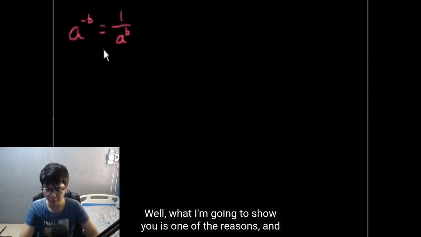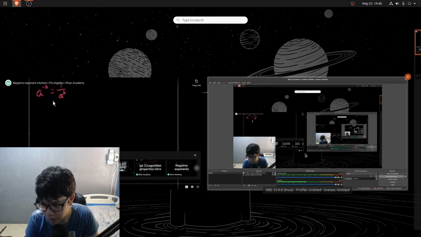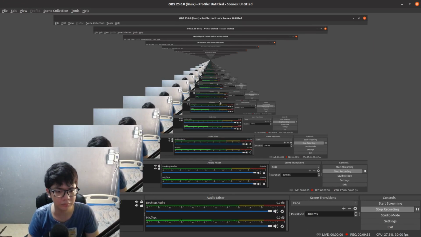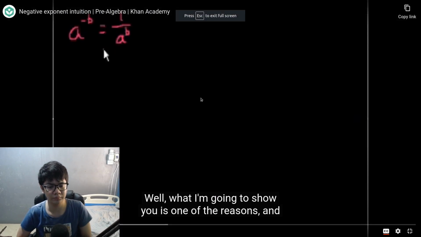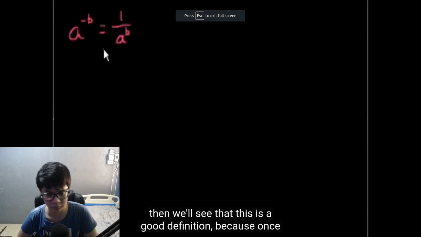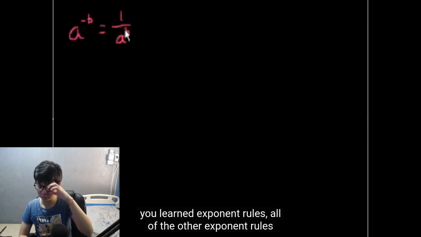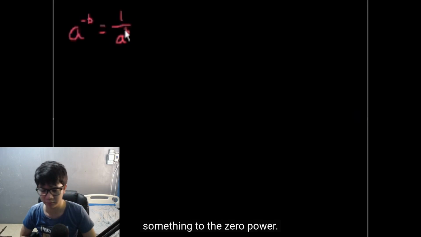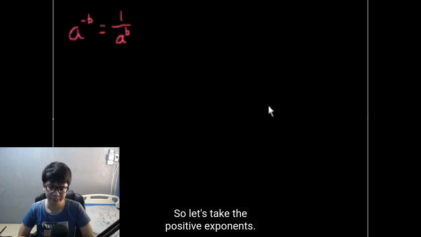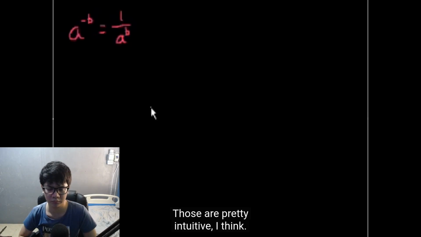What I'm going to show you is one of the reasons, and we'll see that this is a good definition because once you learn the exponent rules, all the other exponent rules stay consistent for negative exponents and when you raise something to the 0th power. So let's take the positive exponents. Those are pretty intuitive, I think.